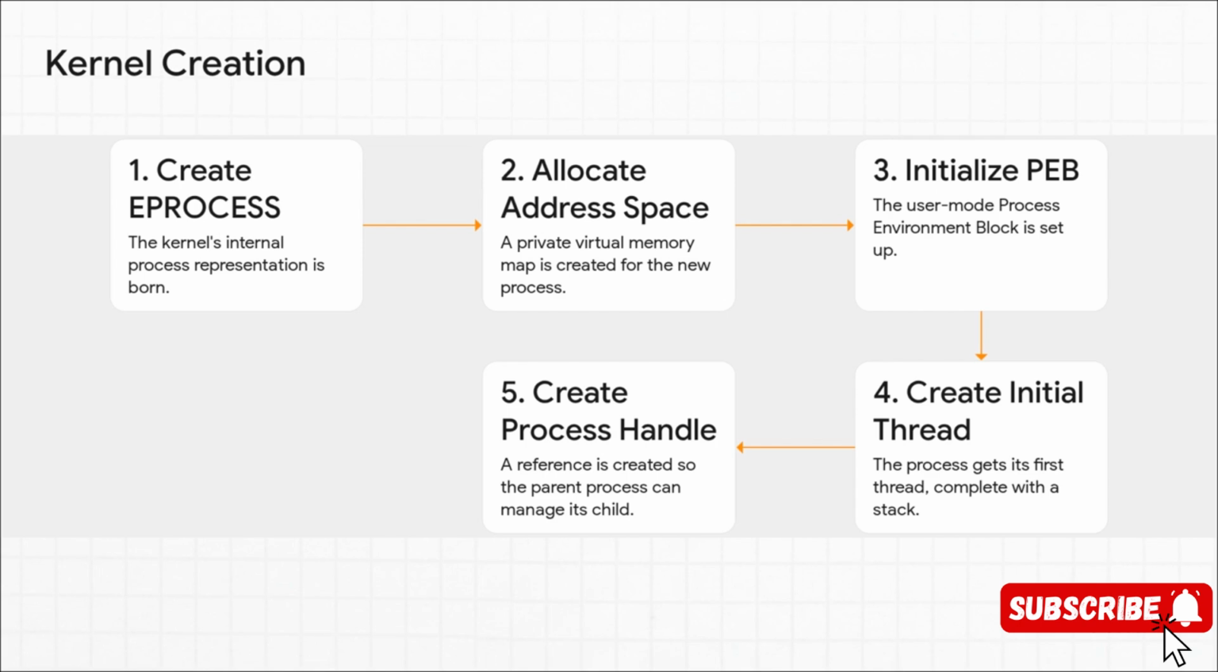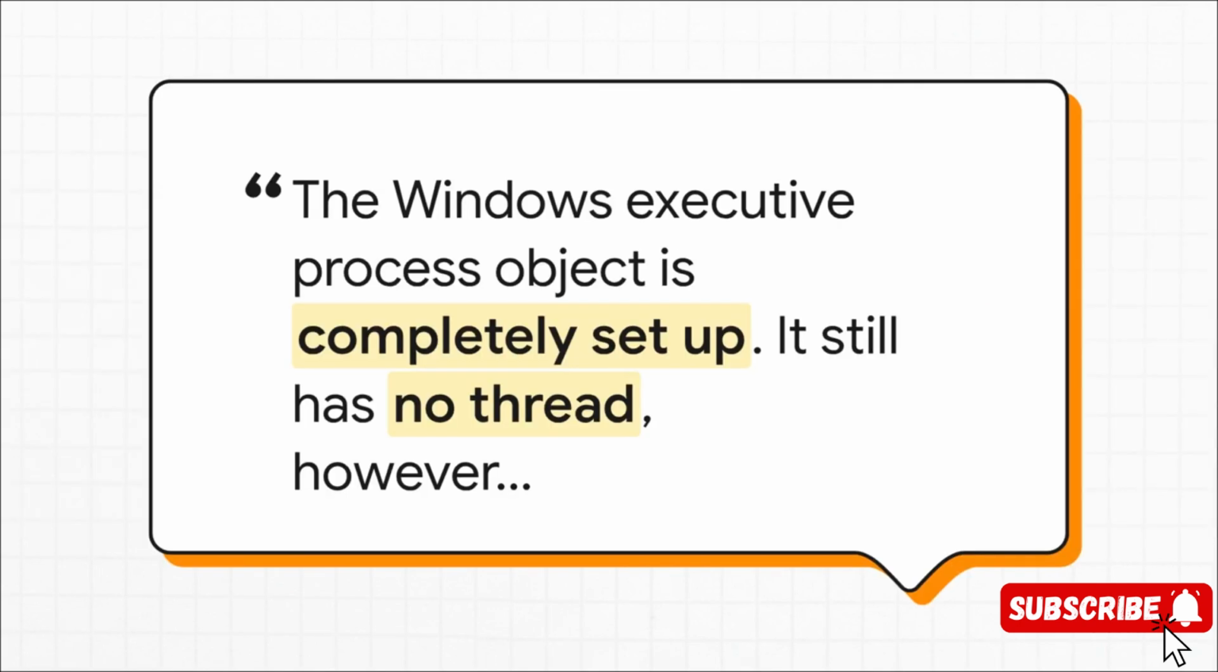And this brings us to a really key distinction. After all those steps, we have a process object, but as the book Windows Internals puts it, the Windows Executive Process object is completely set up. It still has no thread, however. And what that means is we have this perfect, fully formed container, but it's empty and it's inert. It needs a thread, an actual agent of execution, to bring it to life.